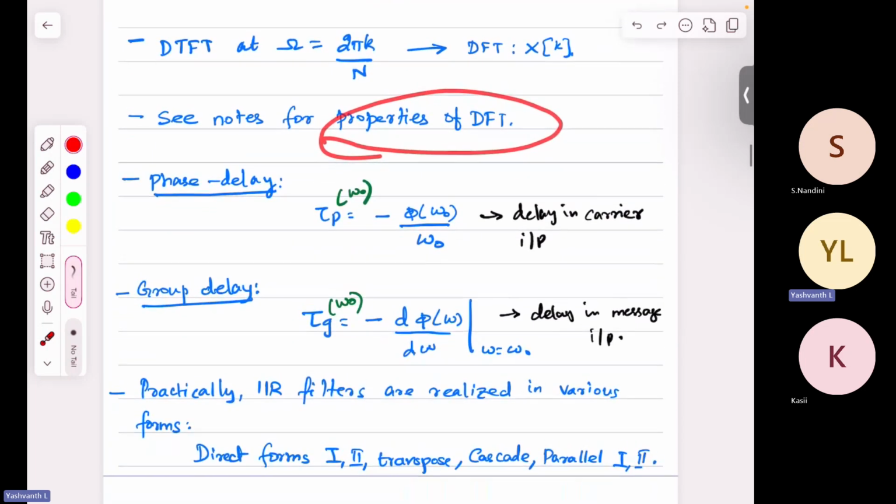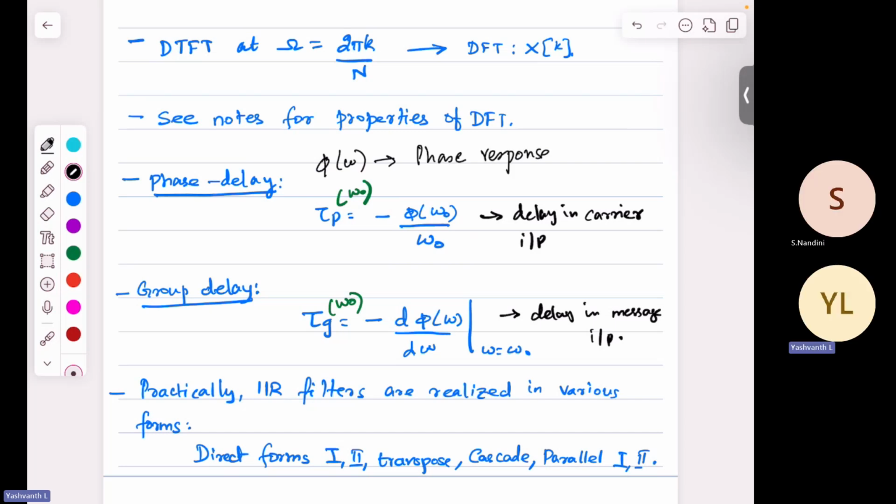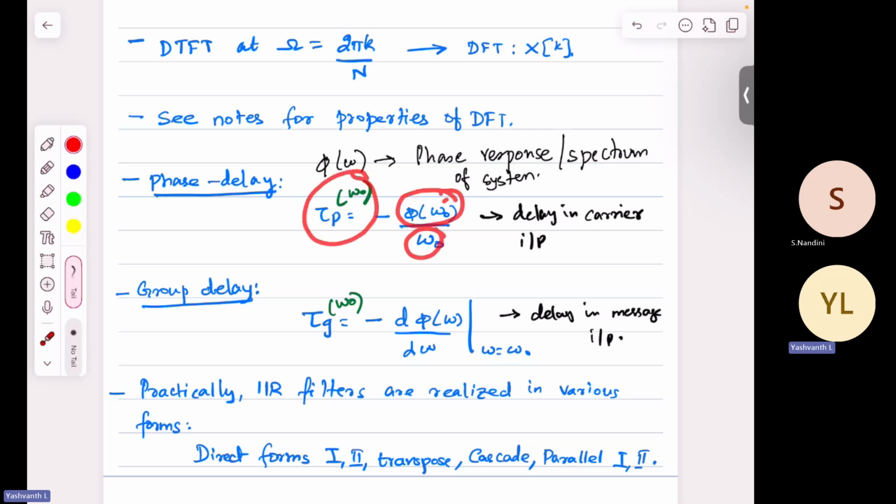Okay, and I think in the last lecture we saw the terms called phase delay. Let me write it down. Phi of omega is nothing but the phase response of the system, or phase spectrum, because it is a function of frequency. Then tau p of omega is called the phase delay, which is defined as minus phi of omega naught by omega naught. That is the delay in the carrier input.